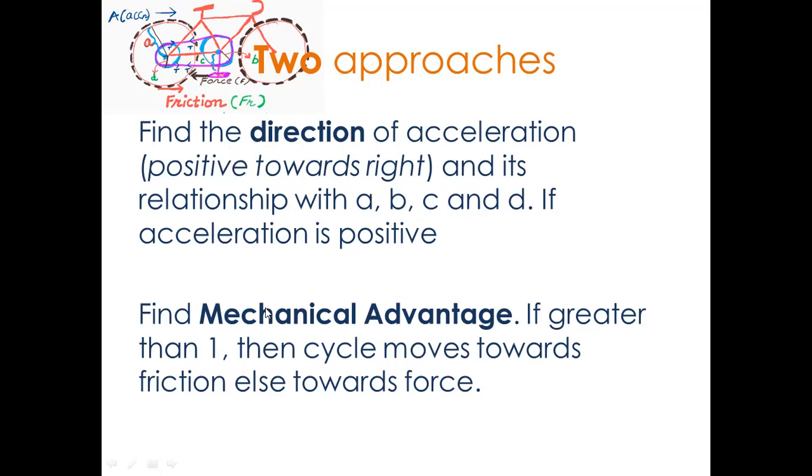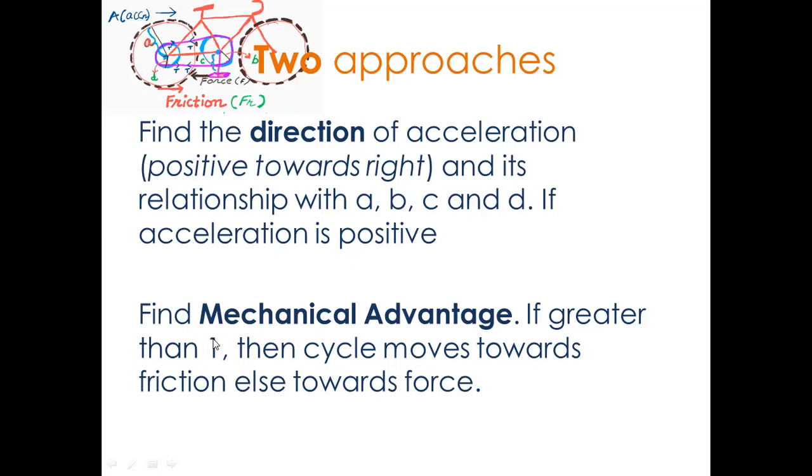Our approach two would be to find the mechanical advantage. We know mechanical advantage is nothing but the ratio of friction and force. Why friction and force? Because mechanical advantage is basically the force that gets generated by the system when you apply some force to the system. So if you put in some input, what output do you get? In the case of a bicycle, you put in this force and ultimately the bicycle moves because of the friction. So friction is our output while force is our input, and friction upon force would be our mechanical advantage.